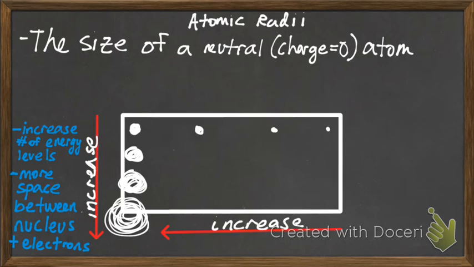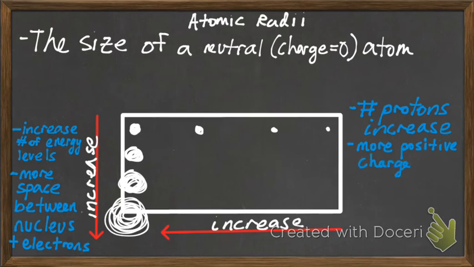Again, the reason is so important for this. The number of protons increases as we go to the right. That makes it more positive, and you have more positive charge, which pulls the electrons inside. And that makes it a smaller atom.